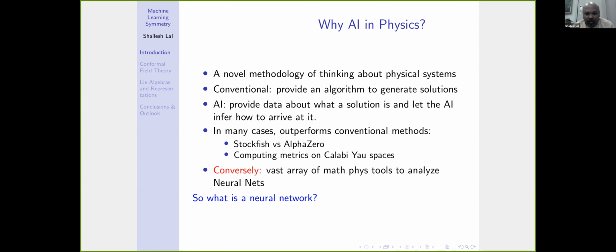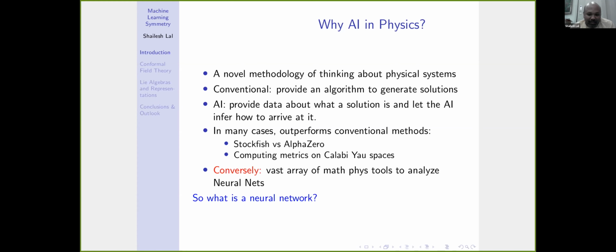But neural networks approach the problem differently. What you have to do there is provide data about what a solution is and let the AI infer how to arrive at it. And in many cases, it outperforms conventional methods quite handily. This was an example which came up in a newspaper, and this was an example which came up in an academic paper. But in both cases, it's certainly true that neural networks do very well compared to conventional methods.